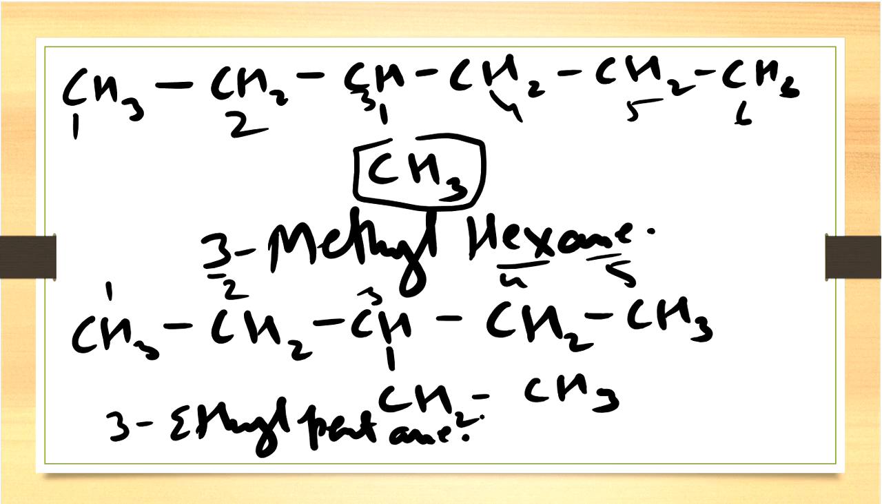On the third position there is CH2, CH3, that is ethyl. So 3-ethyl, pent for the total number of carbons. This is a substituent, so it is not counted in the main chain. So the parent will be pentane.